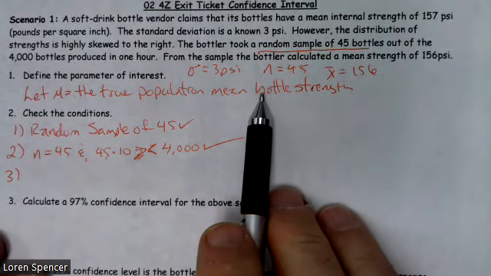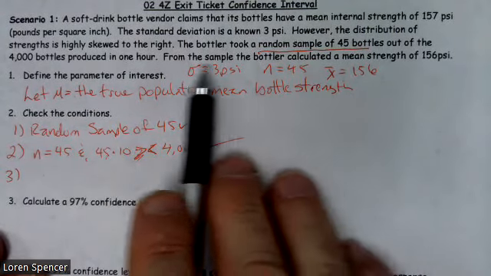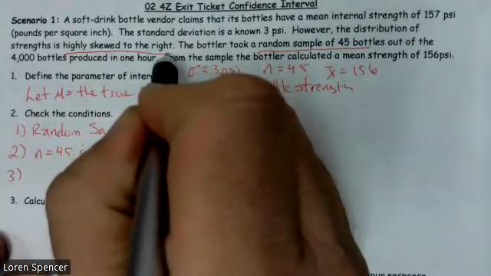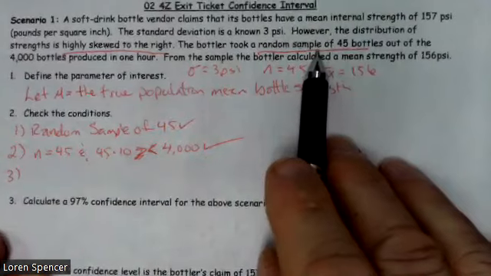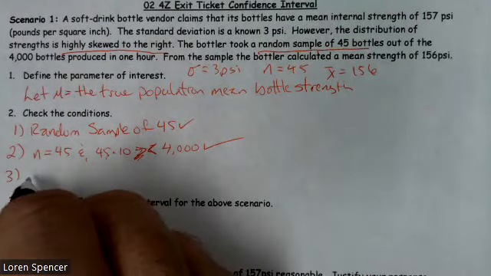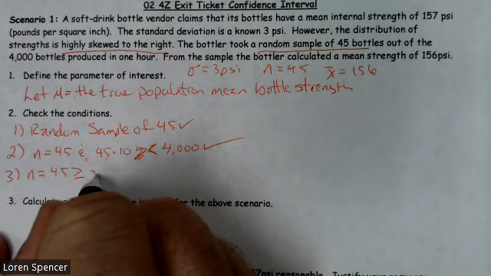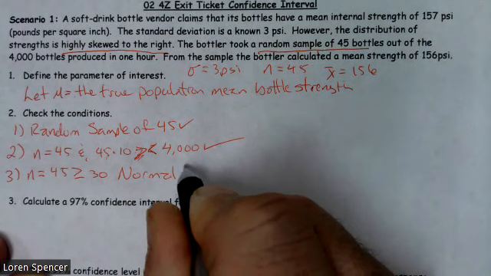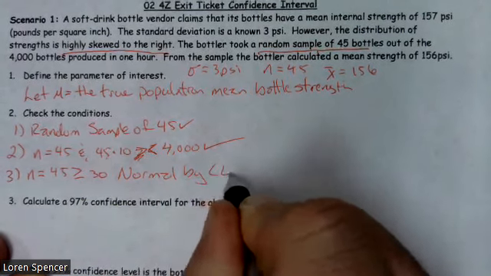And then we need to check the normality condition. Did they tell us it was normal? No, they said it was skewed. Uh-oh. Oh, but our sample size is 45. So n equals 45, and that's greater than or equal to 30. Normal by central limit theorem.